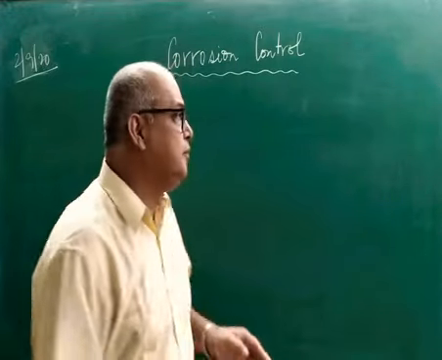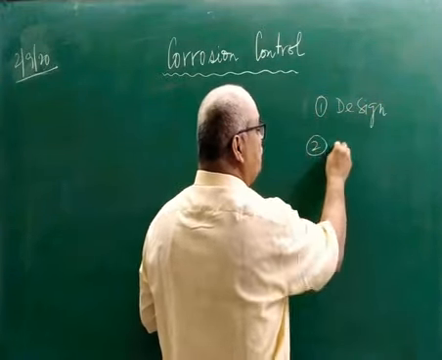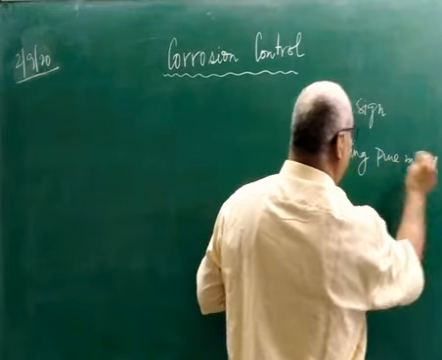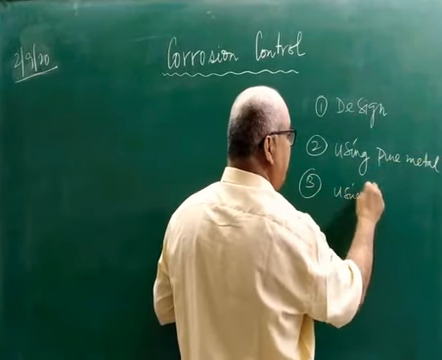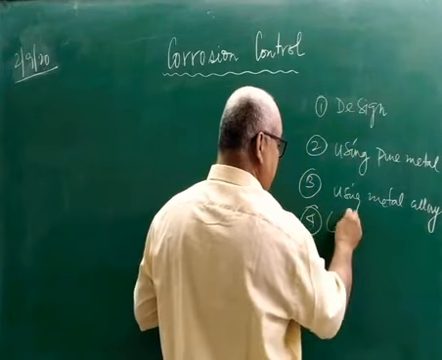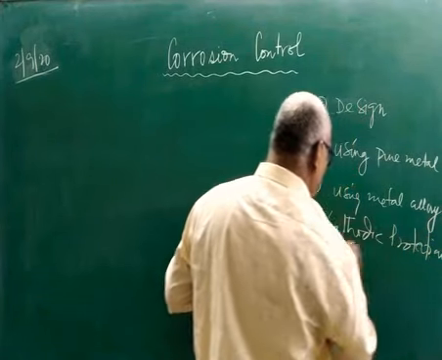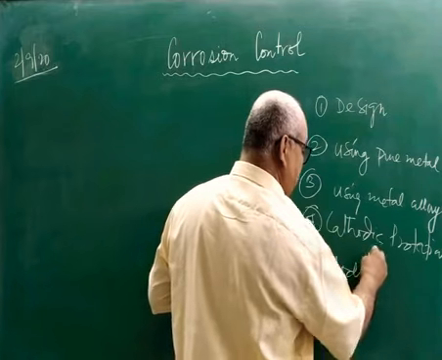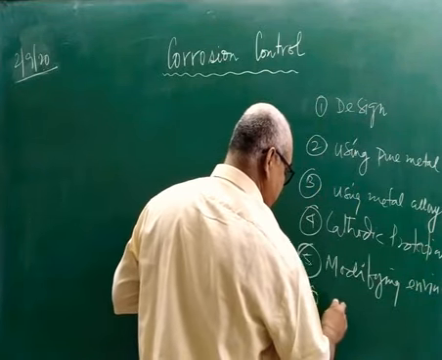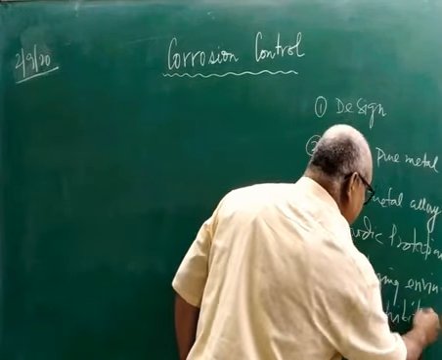And the options are: number 1, design; number 2, using pure metal; number 3, using metal alloy; number 4, cathodic protection; number 5, modifying environment; number 6, using inhibitors; and number 7 is coating.